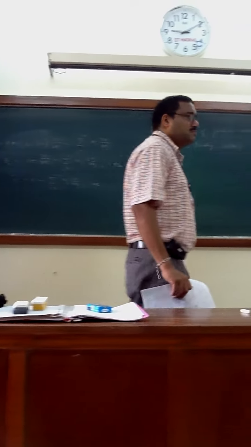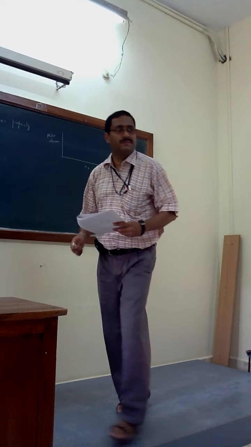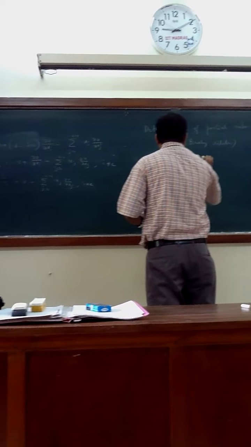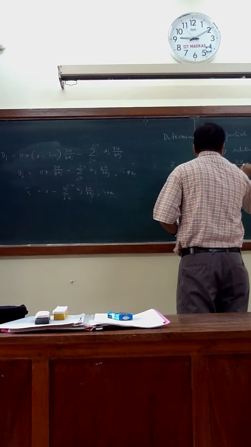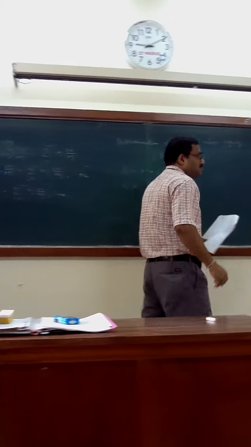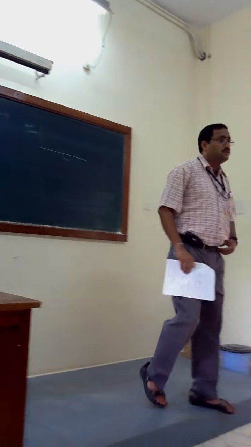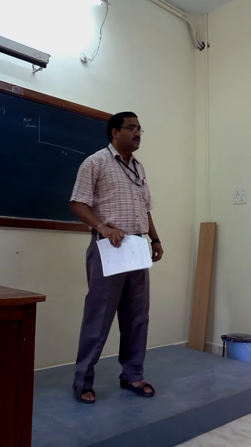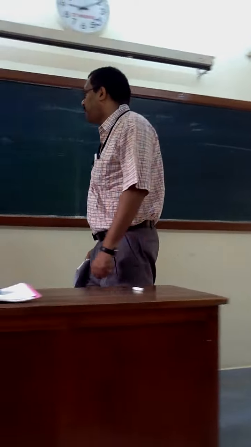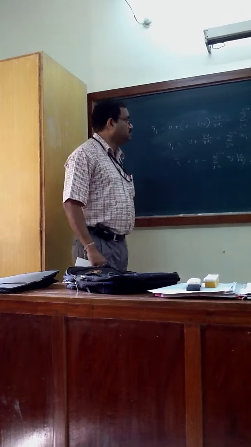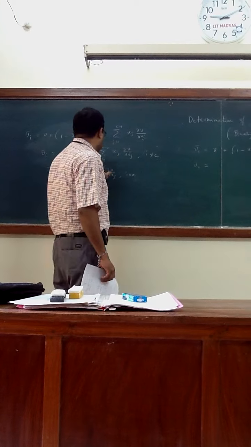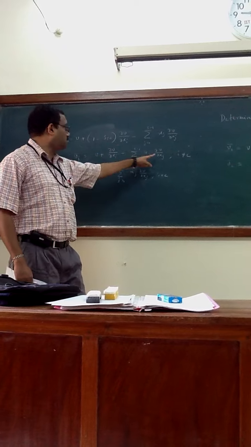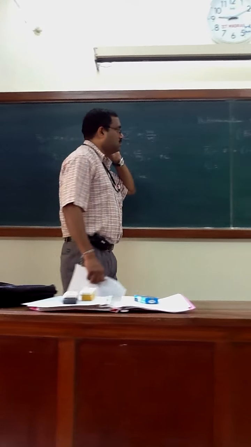V1 bar equals V plus (1 minus x1) ∂V/∂x1. So fast you have done it. Did you study or something? No. Okay. And what is V2 bar? This is understood, right? Because this will be j equals 1 to 0, so only one term will be there: x1 ∂V/∂x1, and we have 1 minus x1.